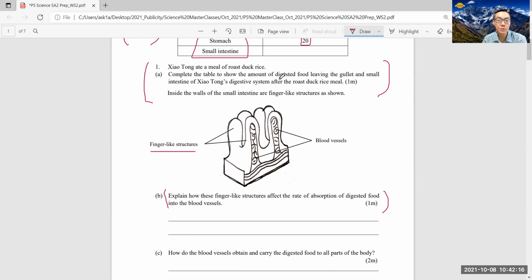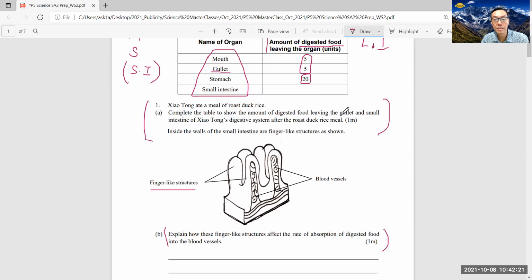So now you're supposed to complete the table to show the amount of digested food leaving the gullet. Leaving the gullet, I already put the number 5 because this one's supposed to be a blank one, but I put 5 here already for you. Then can you try to fill in this blank? The small intestine. So can you type in your chat for me to check your answer?